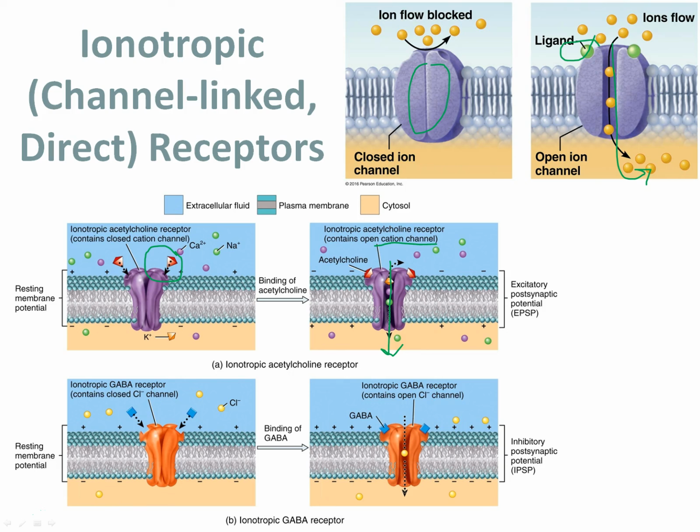If instead we use the neurotransmitter GABA and it binds to an ionotropic receptor, it opens a chloride channel. So chloride is able to flow into the cell, and because chloride is negatively charged, it will hyperpolarize the cell and cause an inhibitory postsynaptic potential, an IPSP.